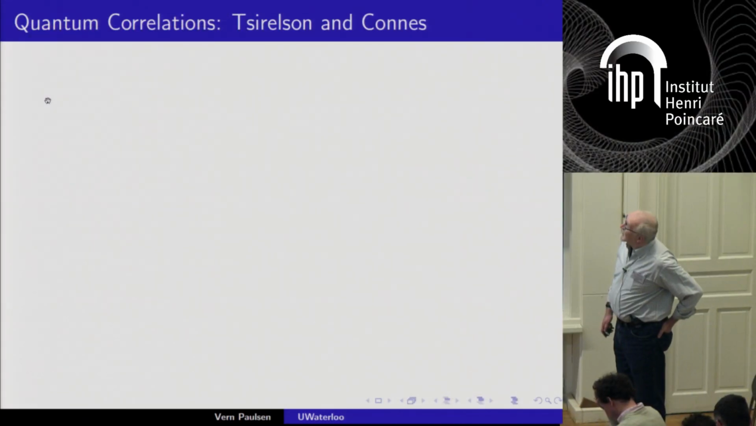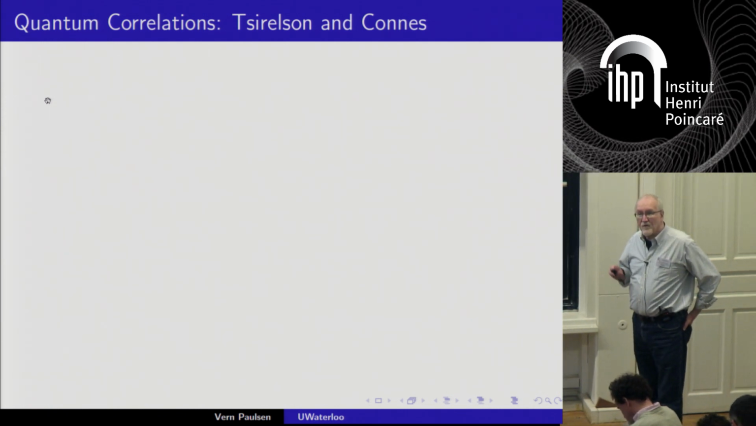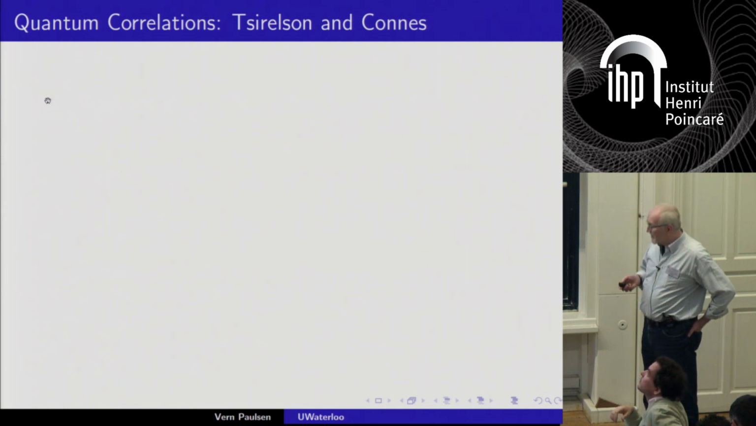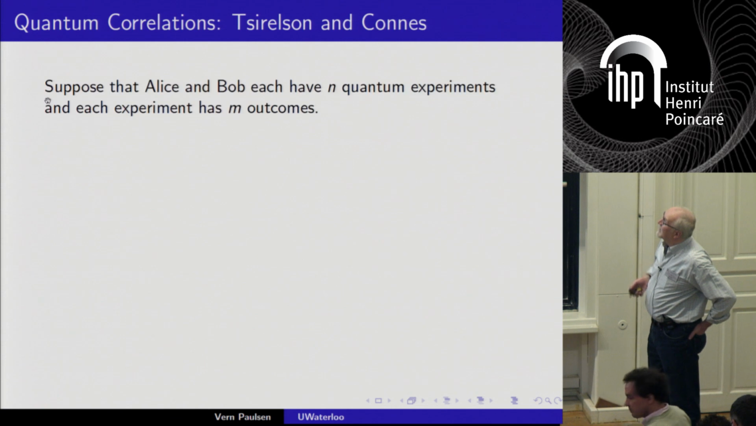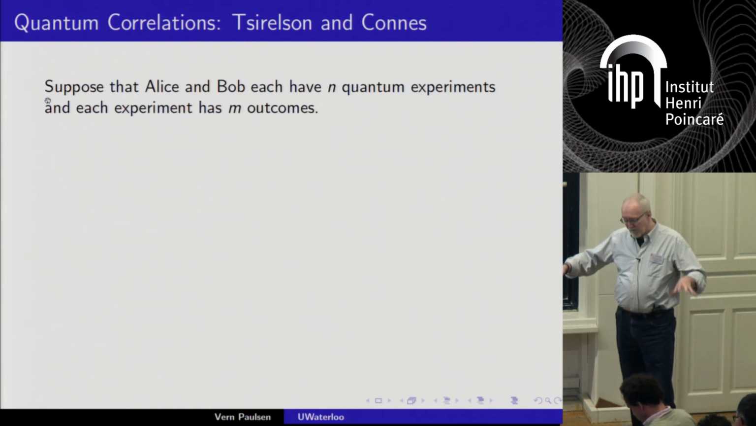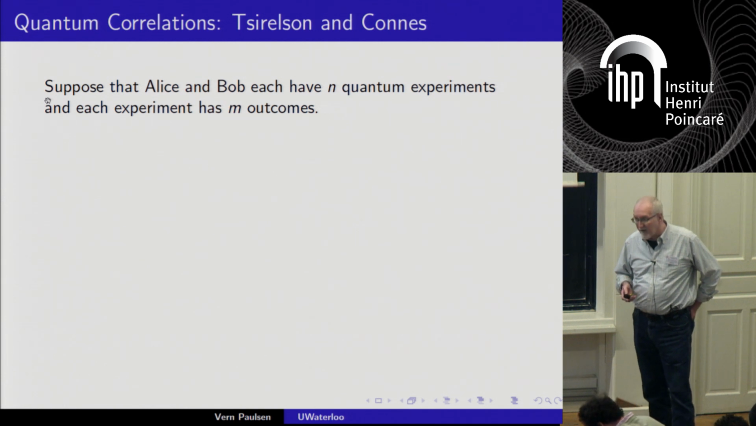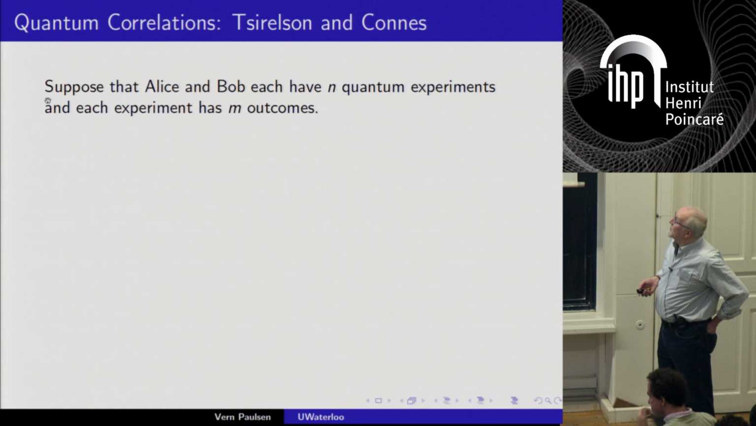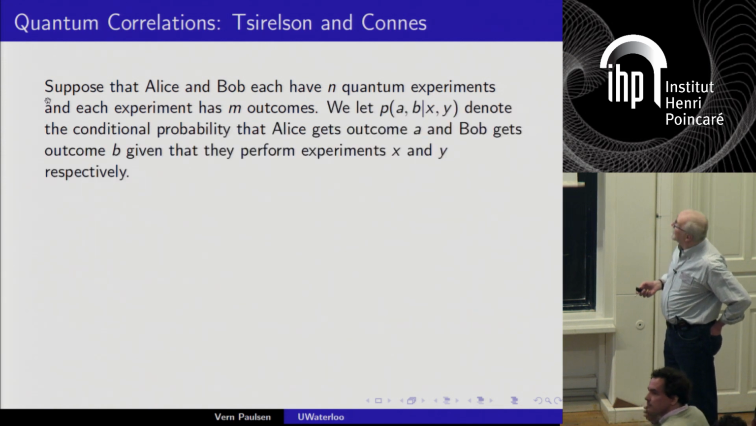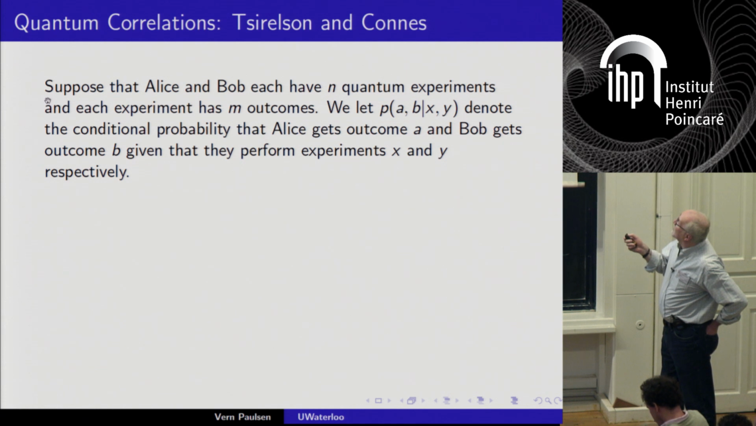So this is a new family of C-star algebras to look at. Today, I'd like to begin by reminding you about quantum correlations. We saw many of these things yesterday, but let me begin there. Suppose that Alice and Bob are two separate experiments going on. They each have n quantum experiments, and each experiment has m possible outcomes. I'll let P(A,B | X,Y) denote the probability that if Alice performs experiment X and Bob performs experiment Y, then Alice gets outcome A and Bob gets outcome B. So there are m squared possible outcomes and n squared possible pairs of experiments they can perform.